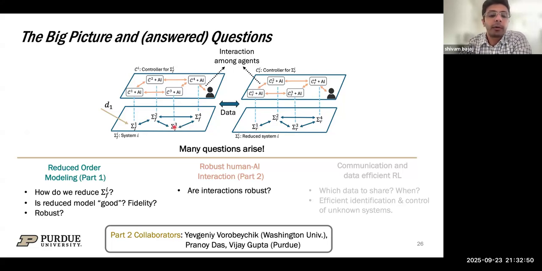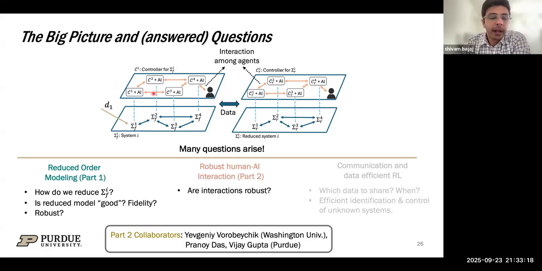Now I want to shift my focus to the upper level, where I want to talk about the interaction among agents, and specifically, I want to address the robustness aspect of these interactions. And by robustness, what I mean is that in smart infrastructure systems, these AI agents can be adversarial in nature, right? Now, for the sake of this talk, I will not be considering the presence of humans. I will only be focusing on the presence of AI agents.